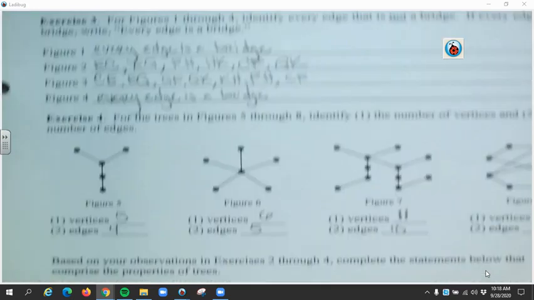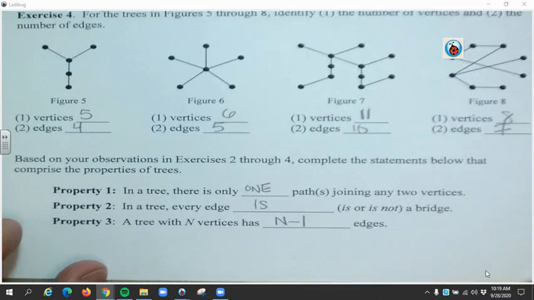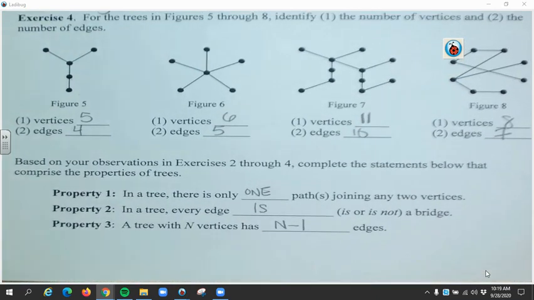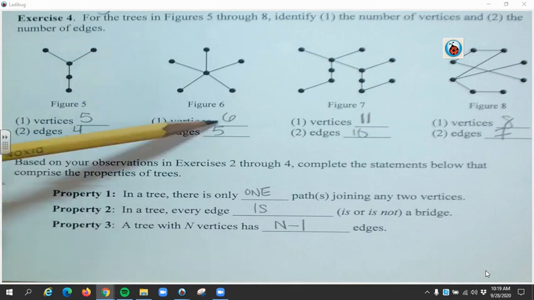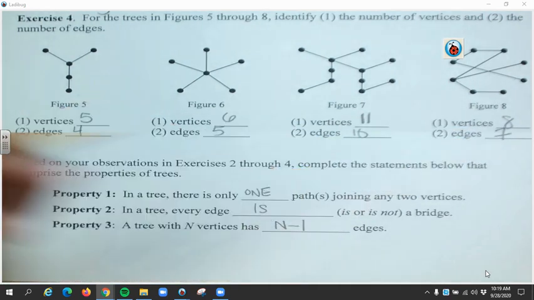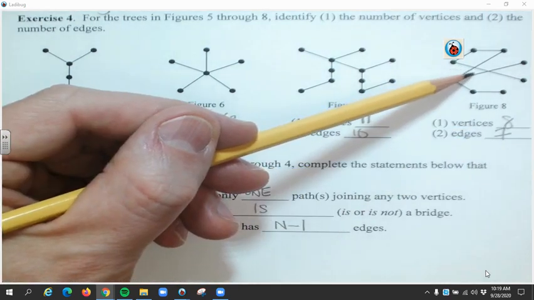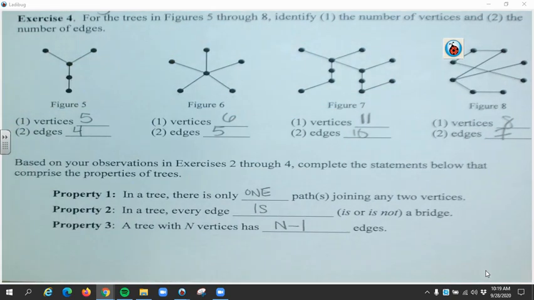Checking the bottom ones at the bottom. For exercise 4, this is a tree. All of these are trees. This tree has 5 vertices and 4 edges. You'll notice a pattern. 6 vertices, 5 edges. 11 vertices, 10 edges. 8 vertices, 7 edges. Notice these points right here in the middle are not vertices because they overlap. It's like a bridge, an overpass.